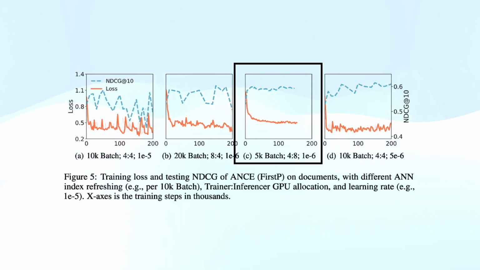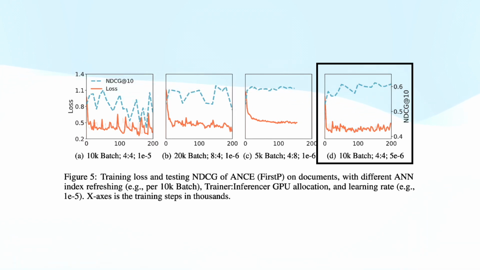Refreshing the index as frequently as every 5K batches, combined with a proper learning rate, results in smooth convergence as shown in figure C. However, this approach requires twice as many GPUs allocated to the inferencer, making it potentially less efficient. The authors of the paper explain that a one-to-one GPU allocation between the trainer and inference, combined with appropriate learning rates, is sufficient to minimize the impact of the asynchronous gap.